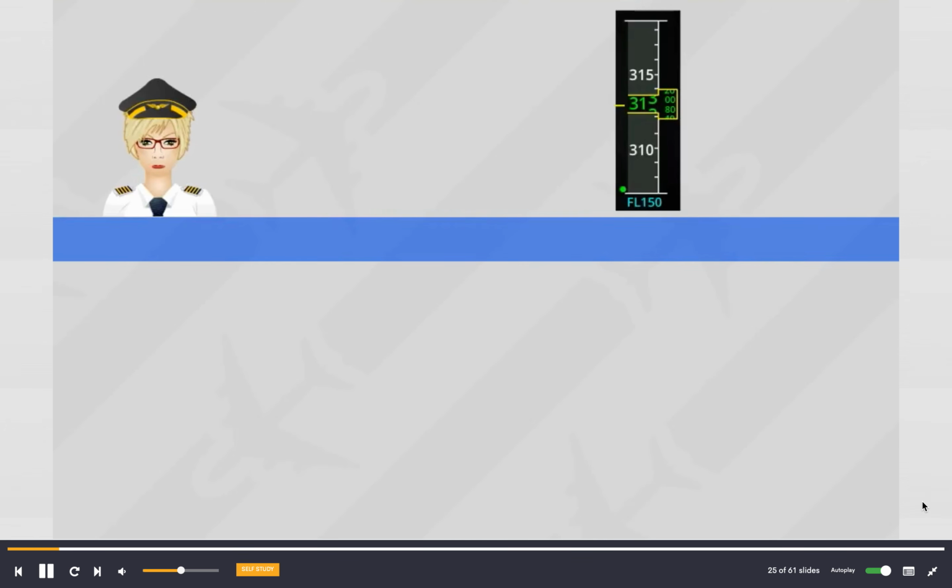Have a look at this display. What is the position of the aircraft with respect to the descent path?